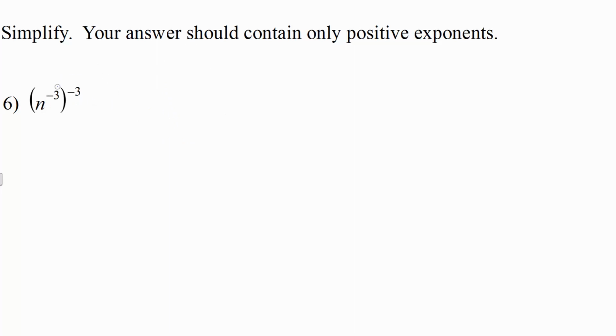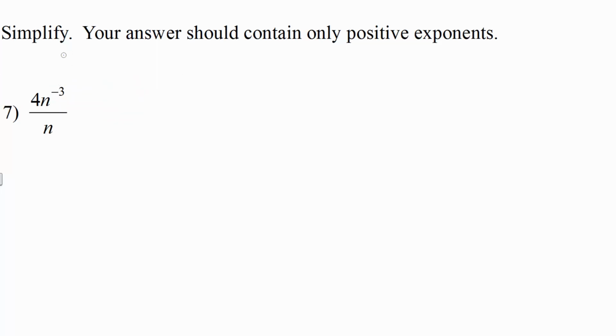Number 6 is a similar kind of problem. We have exponents that need to multiply together. In this case, we're saying we have n to the negative third that we're raising to another negative third. If we multiply those together, we get a positive 9. And since we get a positive 9, it doesn't need to change at all. Our answer is just n to the 9th power.